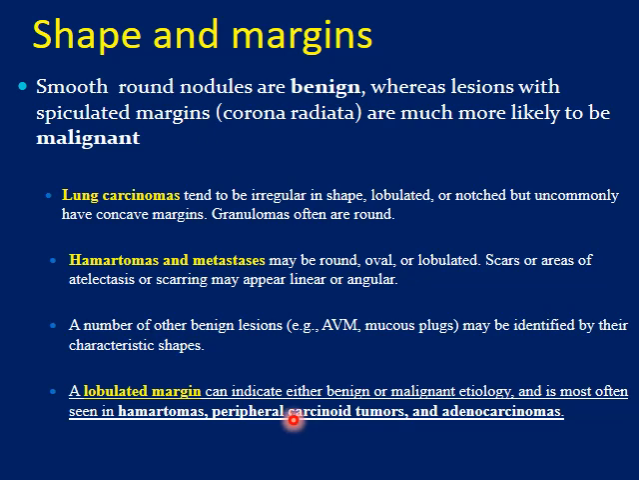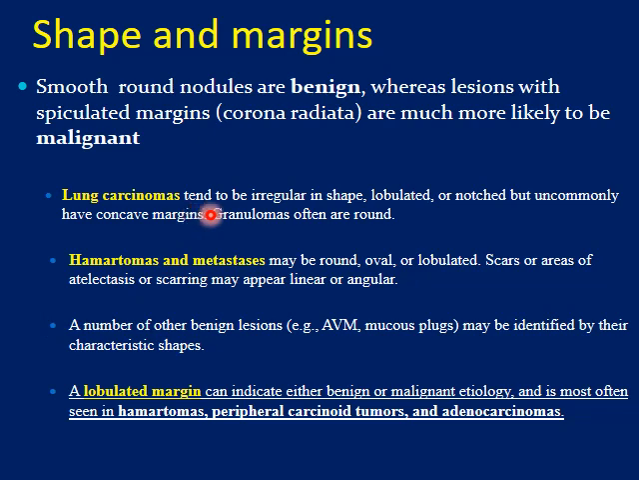Regarding the shape and margin, smooth nodules are benign, whereas lesions with spiculated margins, which is called corona radiata, are much more likely to be malignant.